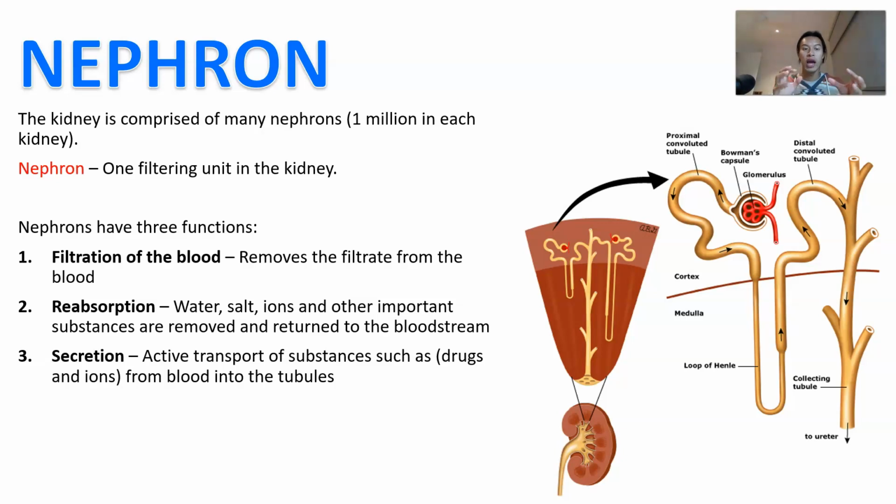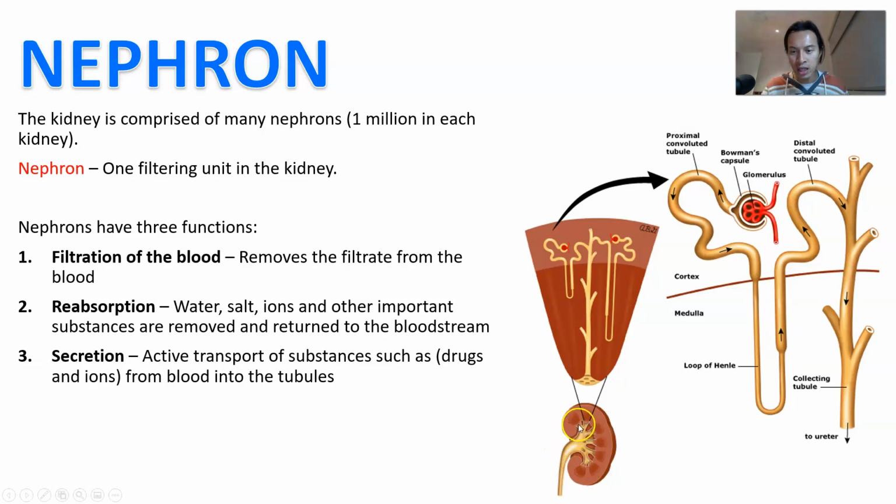And then it's also going to actively secrete and get rid of things like drugs and ions from the blood into the tubules. So your kidneys are doing a really important job of removing any sort of drugs that you take. And you don't take drugs because you guys are great students, right? So here are the different components of the nephron.